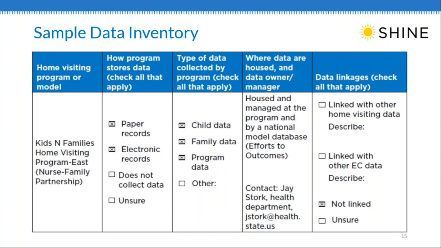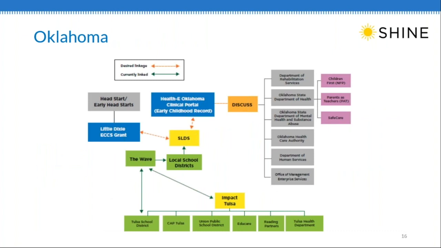And then finally, on this next slide, we want to show and highlight an example from one of our Shine states, Oklahoma, that shows how you can visually represent some of this information. This particular image shows the different programs that are connected to one another that may be of interest to either your team or the state, and shows the different linkages that already exist and linkages that are desired but don't currently exist. Having that information allows stakeholders, policymakers, administrators, or your team to understand what has been done, what upcoming activities are prioritized or planned, and what may still be left to do.